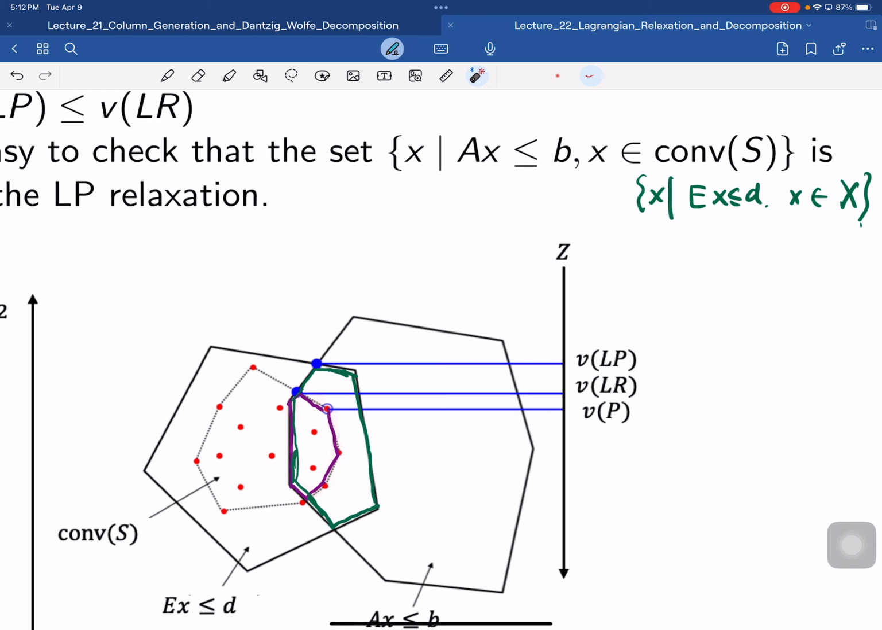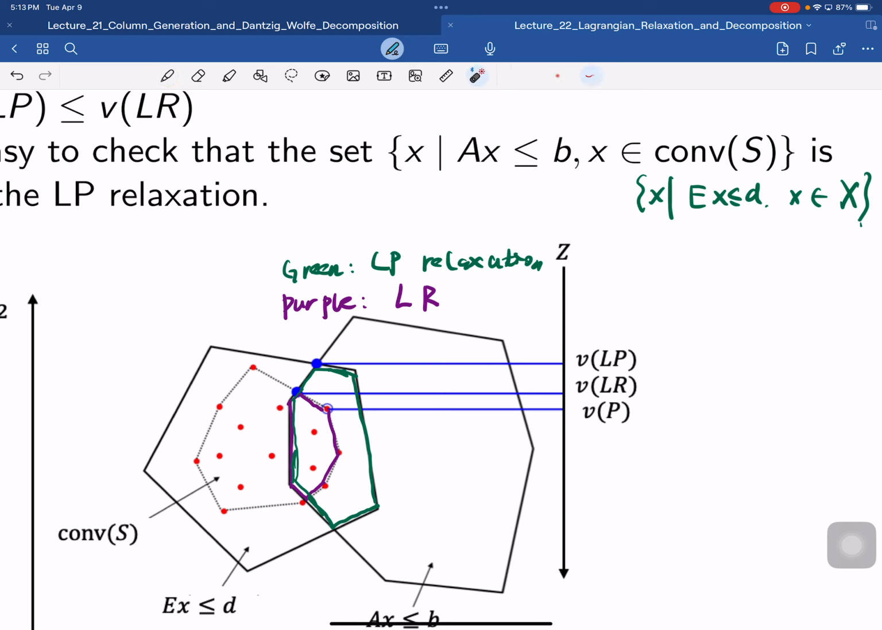And this purple region is smaller than the green region, right? The green region is the linear programming relaxation. So we should say green is the LP relaxation, and the purple region is the LR, Lagrangian relaxation.